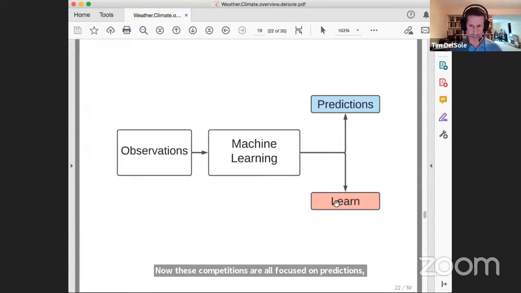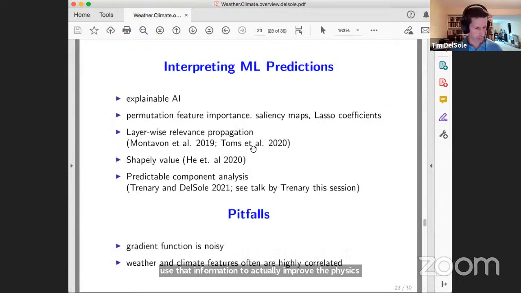community that's trying to learn from the machine learning forecasts. In particular, if machine learning can outperform some of these physics-based models, then we would like to understand where that predictability comes from and to use that information to actually improve the physics-based models. So the problem with that goal, though, is that machine learning is notoriously difficult to interpret.